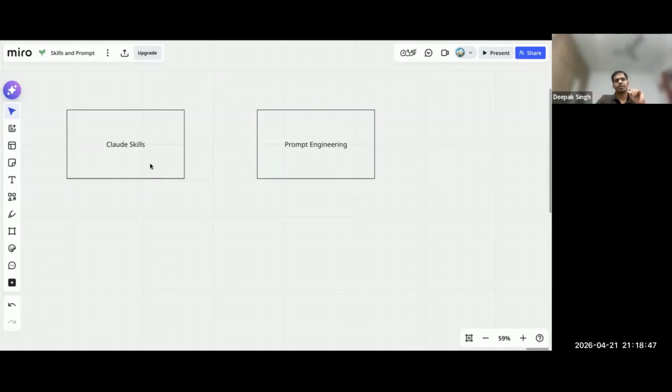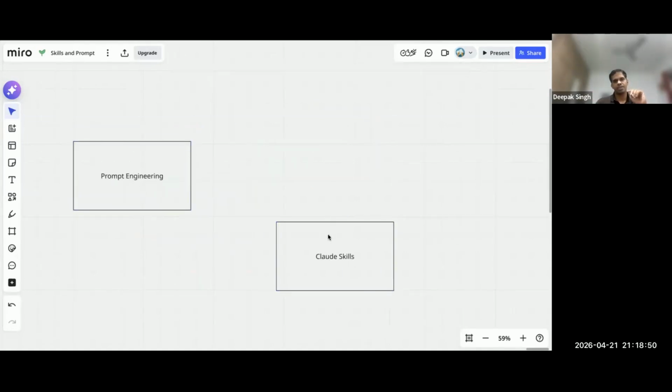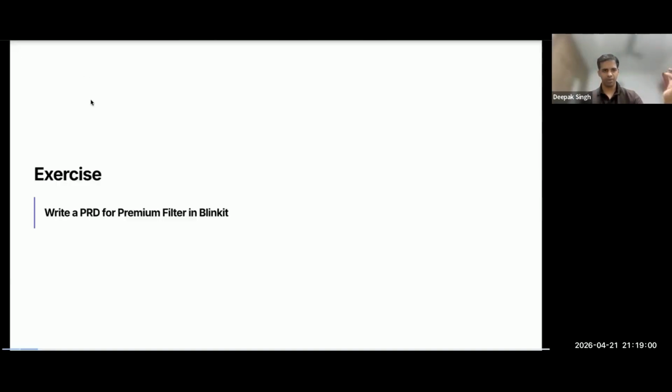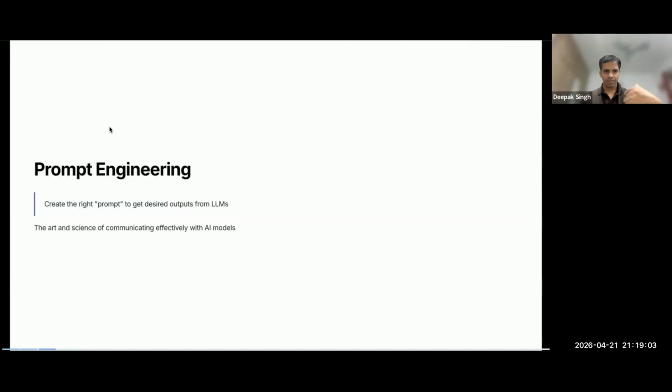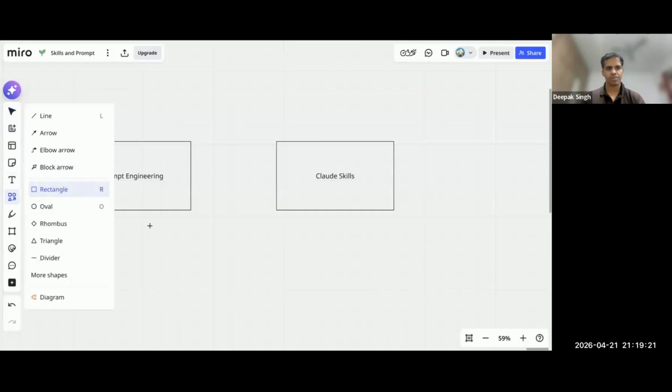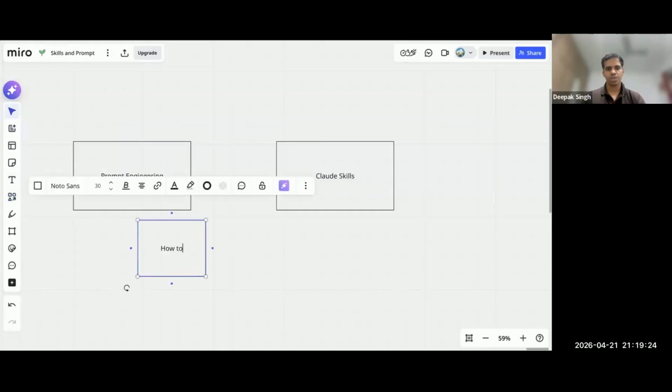So think of it like, prompt engineering came first, right? A little bit of history around that. Prompt engineering came first, and this is basically how to give instructions to computers. If you have to find a definition of prompt engineering, it will be basically create the right prompt to get desired outputs from LLMs, which is almost saying, how do you instruct computers?